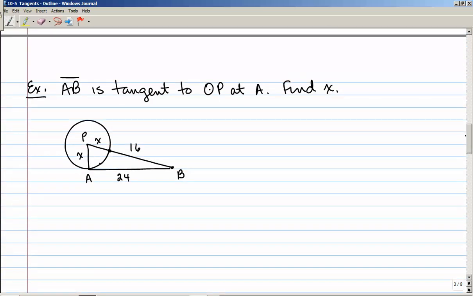So in this case, we're given that AB is tangent to circle P at point A, and we need to find x. Okay? So we know that this is tangent, so I know that this is a right angle, and I'm seeing a right triangle, so I need to use the Pythagorean theorem again to figure out x. So one leg of my right triangle is x, the other leg is 24, and the hypotenuse is x plus 16. So I can say the leg squared, which is x squared, plus 24 squared, which is the other leg squared, equals x plus 16 squared.